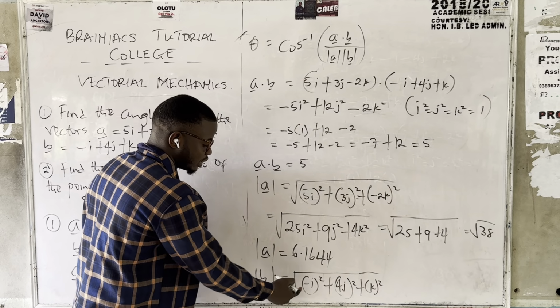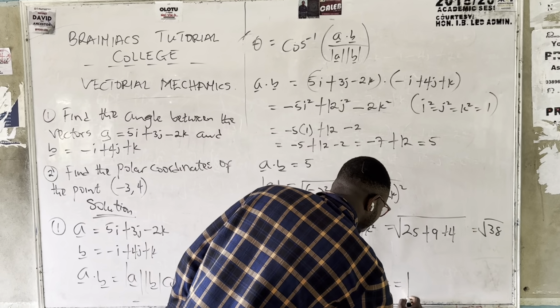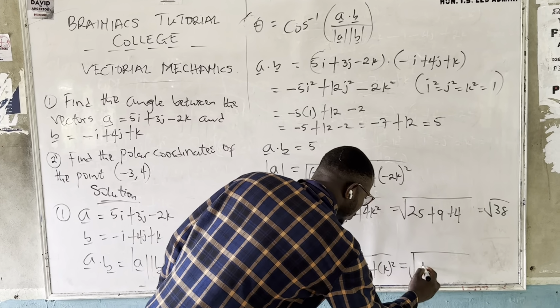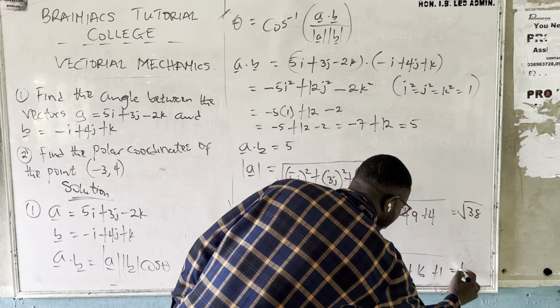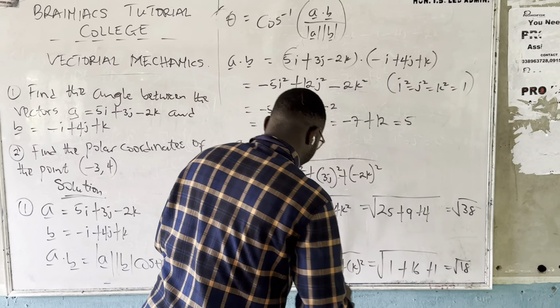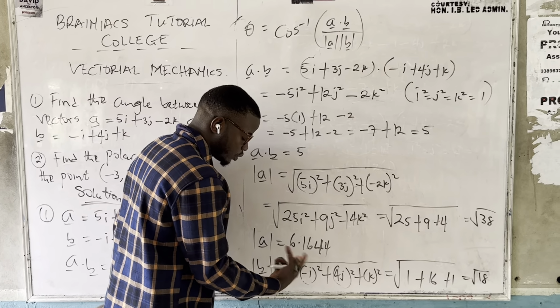So the negative sign cannot affect what we have under the square root. So that will be the square root of 1 plus 16 plus 1. That's the square root of 18. So now we can also take that one to decimal.